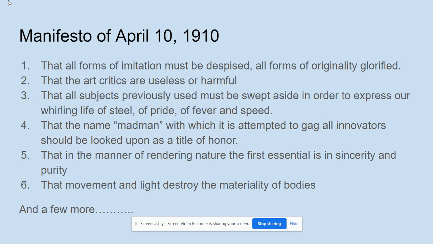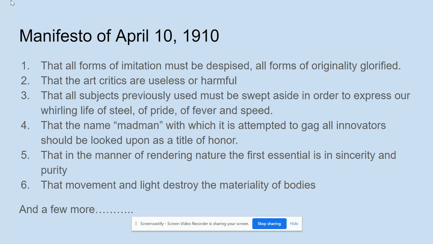So number one, that all forms of imitation must be despised, all forms of originality glorified. Number two, that the art critics are useless or harmful. So people that judge art for profession, harmful, useless. Number three, that all subjects previously used must be swept aside in order to express our whirling life of steel, of pride, of fever, and of speed.